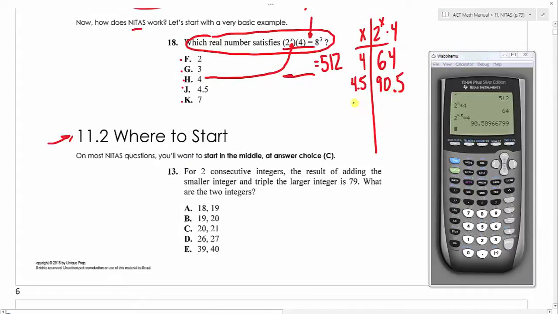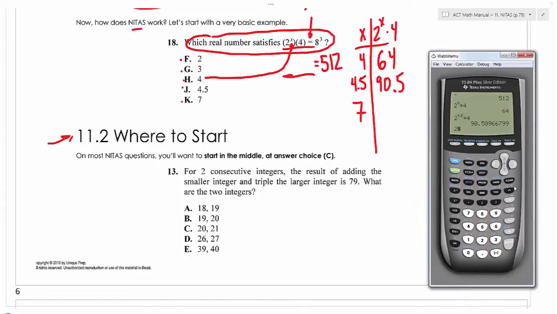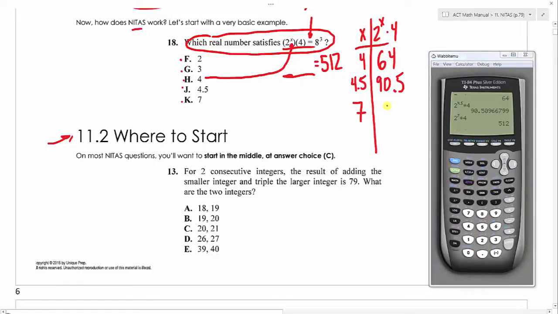For answer choice K, which is 7, I am going to do the same exact thing. I am going to do 2 to the 7th times 4, and that answer choice does give me the 512, which is exactly what I needed. So I have a match. Answer choice K makes the equation true. It satisfies the equation, and I am done. So that's how Nidus works.